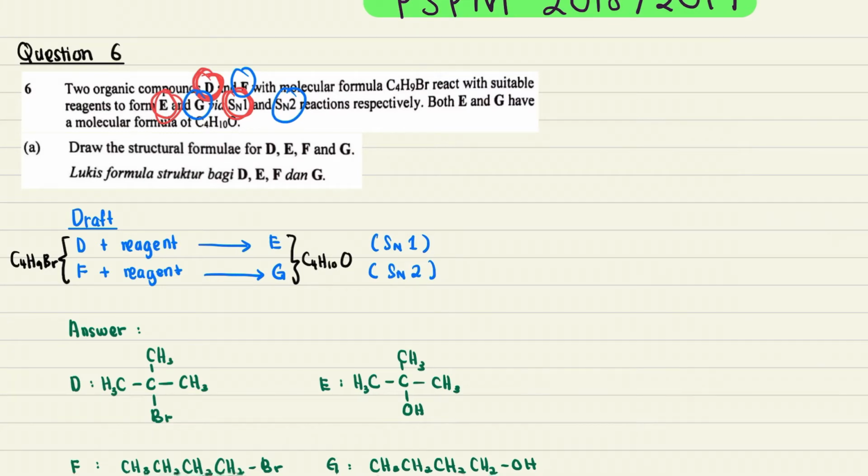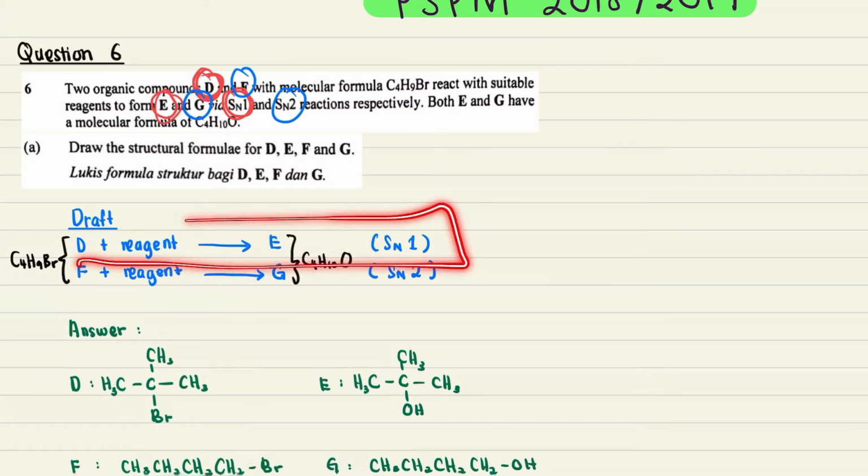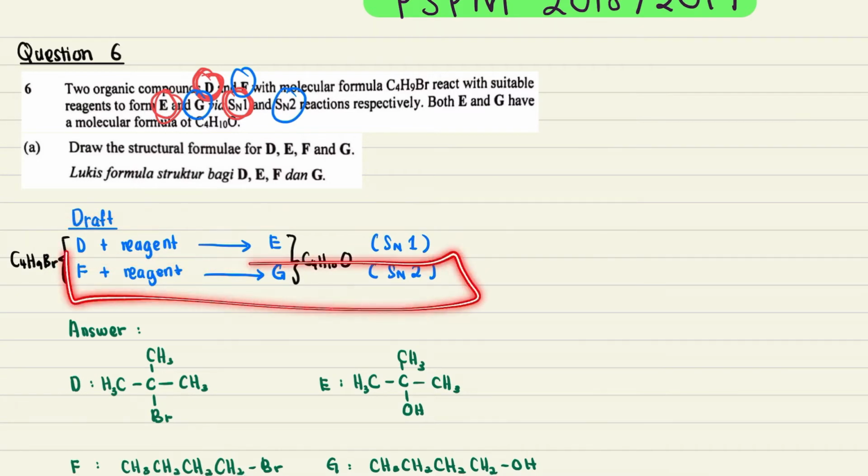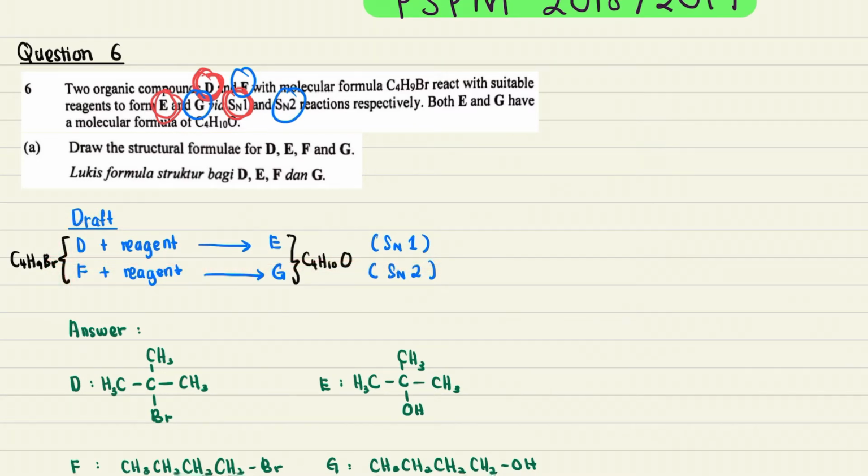Okay, right, so saya pun buatlah this equation here supaya tak memeningkan saya. So ini D dengan F dia punya molecular formula sama, C4H9Br. E and G molecular formula dia sama, C4H10O. Cuma ini via SN1, ini via SN2. Okay, lepas tu dia suruh kita lukis je structure D, E, F dengan G. Okay, so dekat sini kita kena ada knowledge lah. SN1 berlaku untuk primary haloalkane ke, secondary ke, tertiary. Okay, so ingat SN1 dia tak kisah crowded, dia suka crowded.